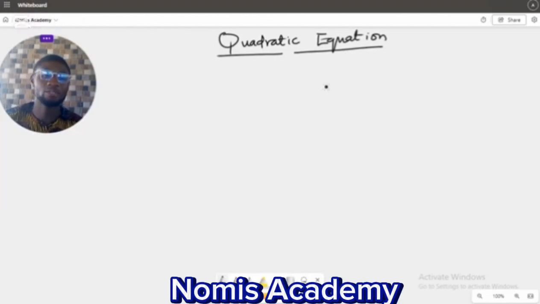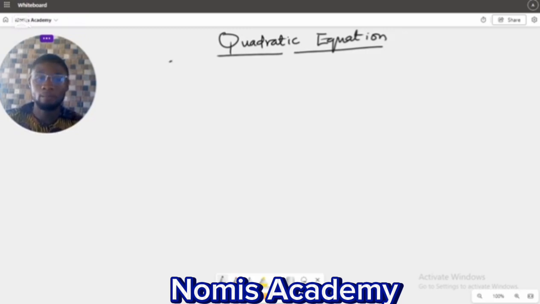We are still on quadratic equation. I want us to see examples of solving quadratic equation using the factorization method. Yes, I know you want to ask, is that the only way that we can factorize quadratic equation? No, because there are some other cases of quadratic equation that can be given to us. So let us go into what we have for today.